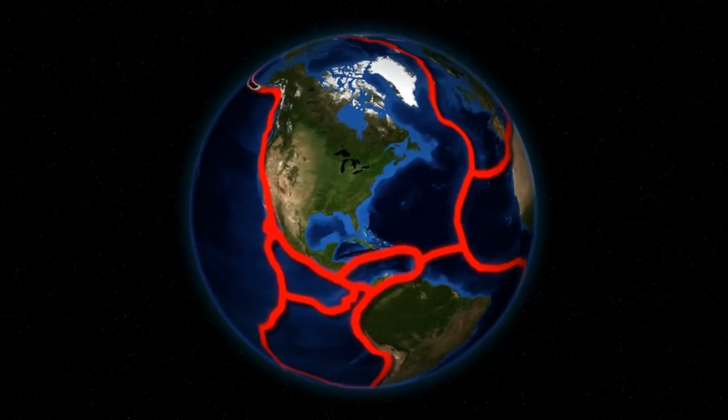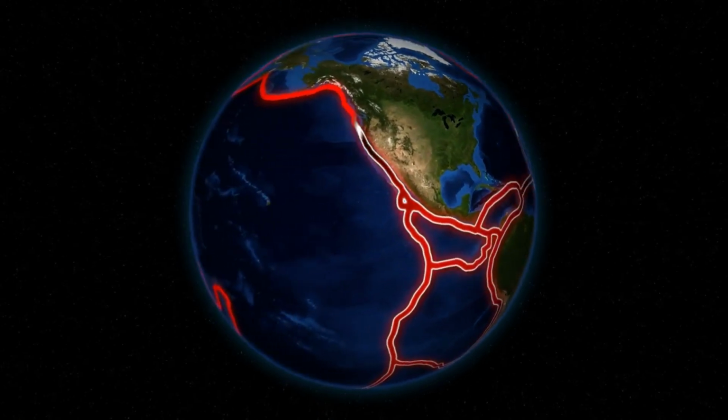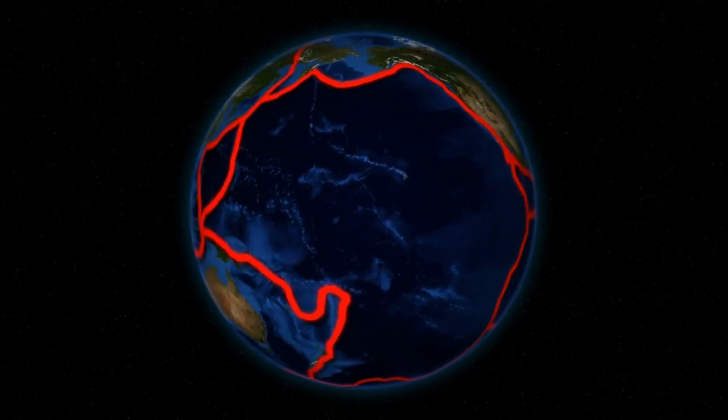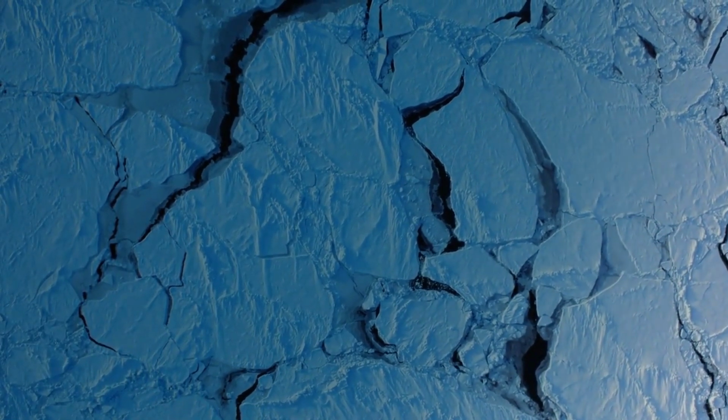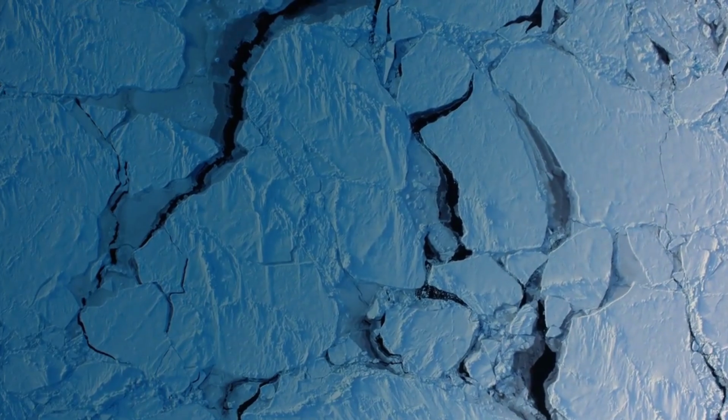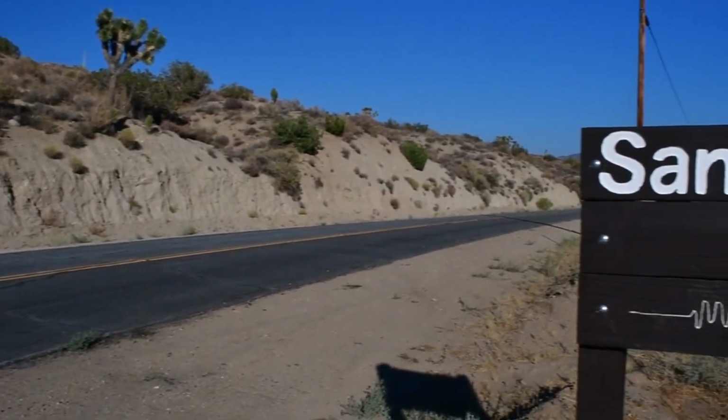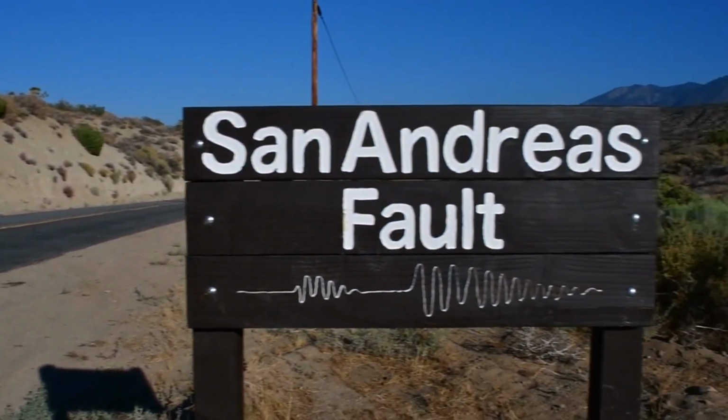Finally, transform boundaries are where plates slide past each other horizontally. The friction between the plates can cause stress to build up until it's released in a sudden jolt, leading to earthquakes. The San Andreas Fault in California is a prime example.